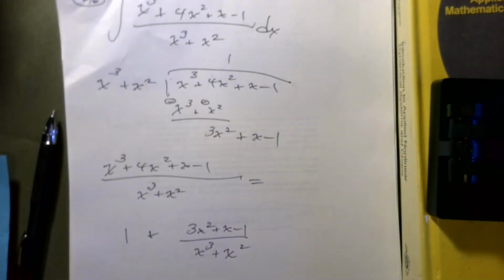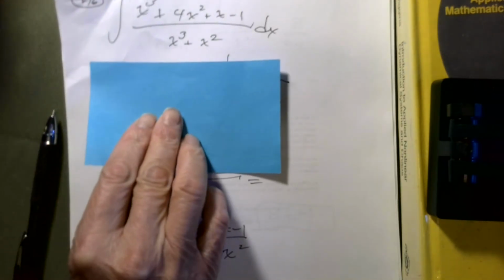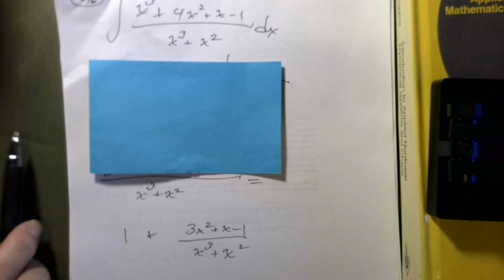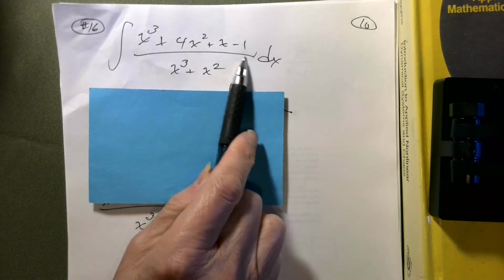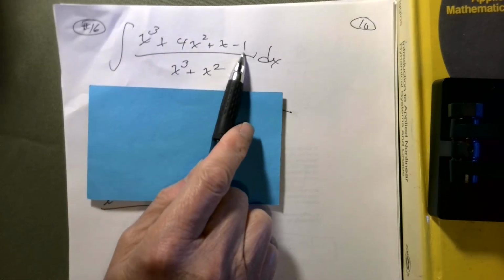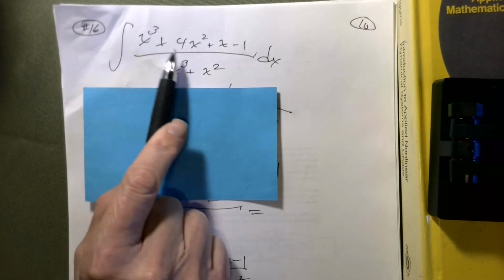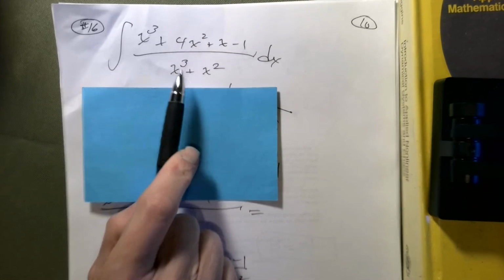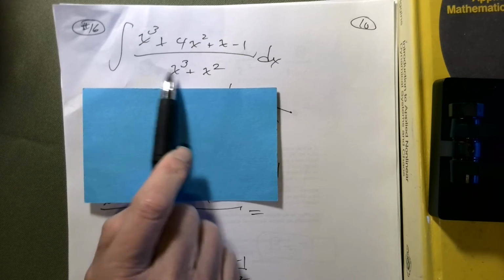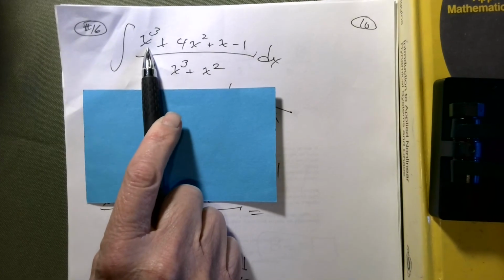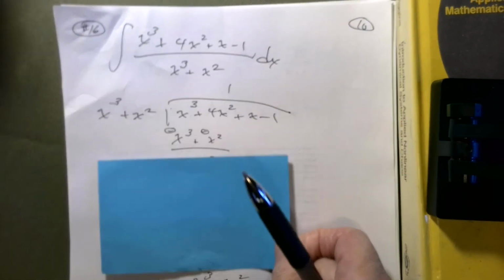Okay, so let's continue on. Let's take a look at number 16. And I want you to notice something here, that the degree of the polynomial on the top is an x cubed and an x cubed on the bottom. So the first thing I'm going to do is the following. I'm going to divide this into this. I'll explain why in a minute.